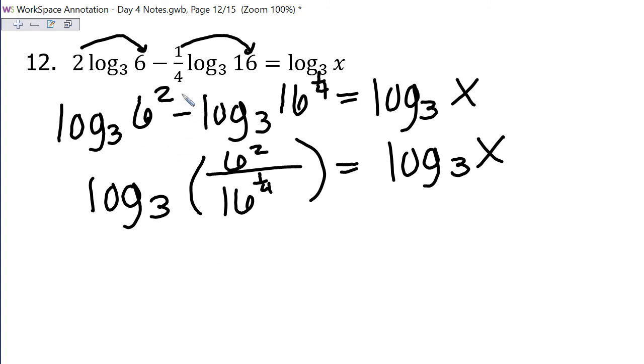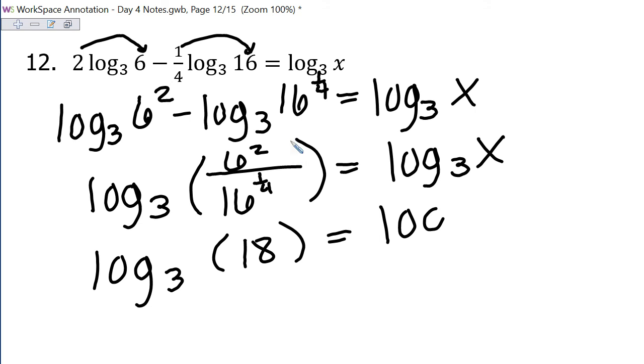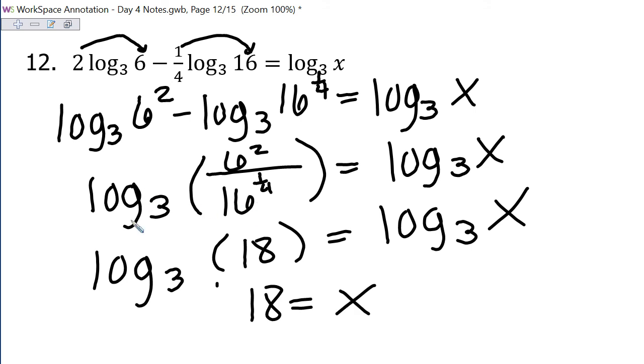Simplify that. What is 6 squared? 36. What's the 4th root of 16? 2. So 36 divided by 2 would be 18. What happens with the log base 3s? They cancel, so what's the answer? 18 is the answer. Okay, 3 more.